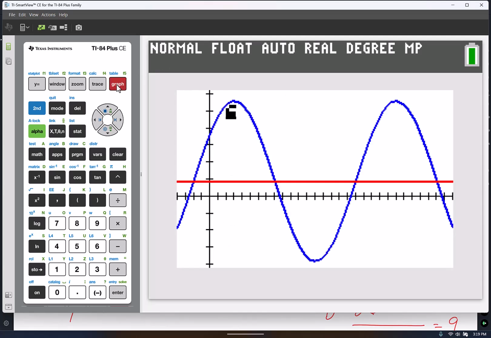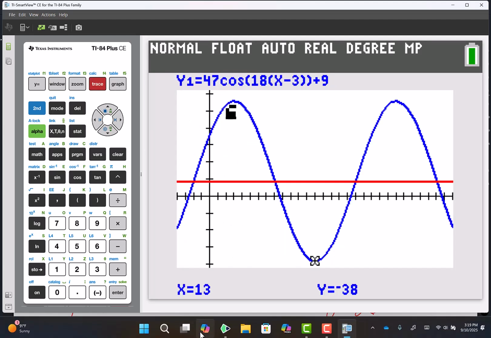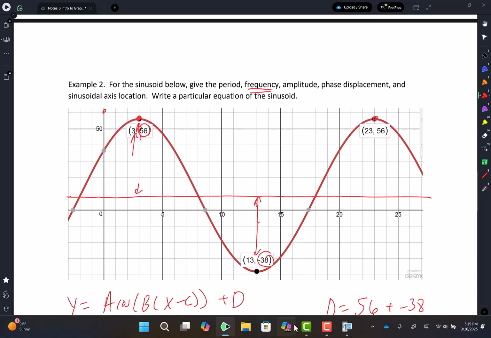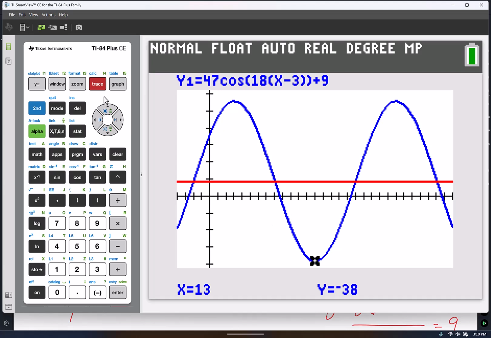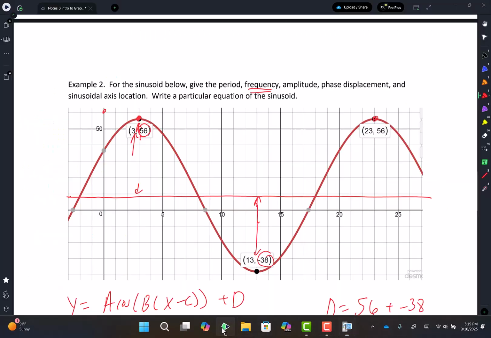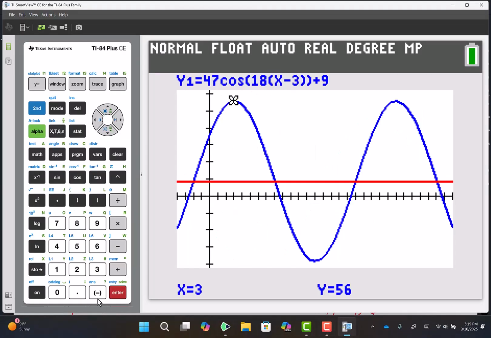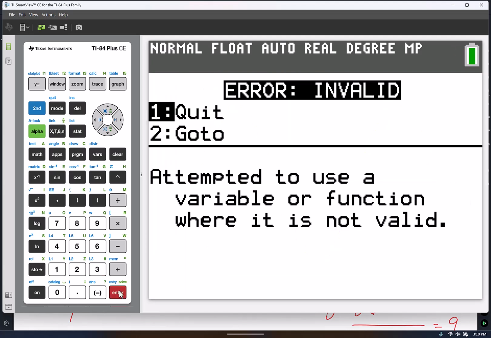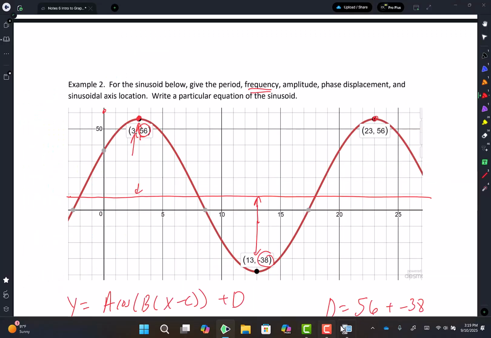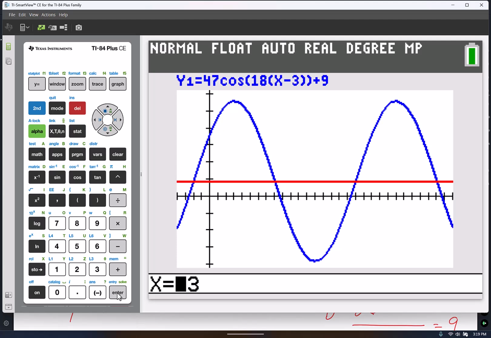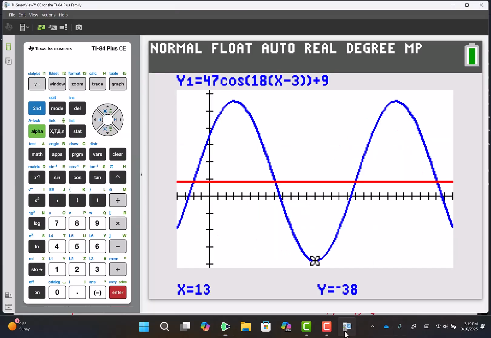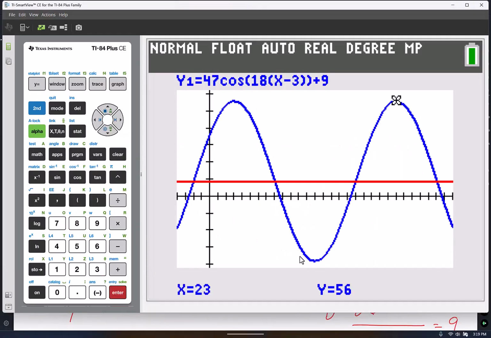All right. Here it is, graph. I'm going to push the trace button. And I'm just going to check these three: 3, 13, and 23. I better get those y values. So I'm going to push trace 3. Enter. Yep, it says 56. See? I'm going to see if at 13 it gives me -38. So I just push -13. Bam. Oh. It was at what again? At 13, not -13. Why did I put negative? Delete, enter. There it is, -38. What's the next one? 23. Put 23, enter. There it is. It works.